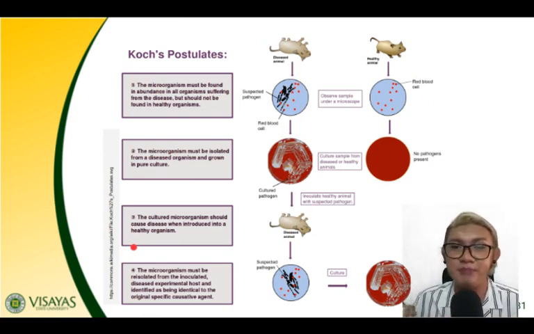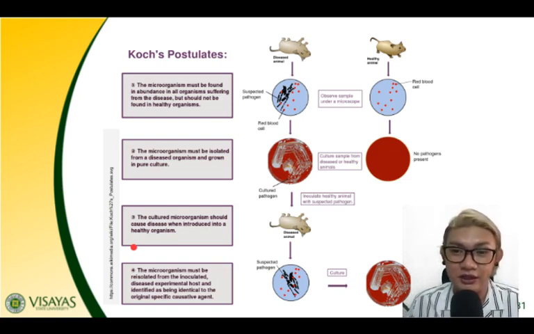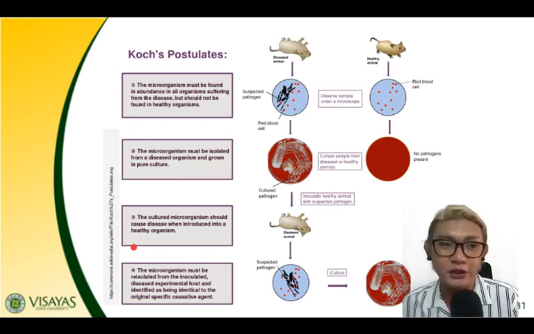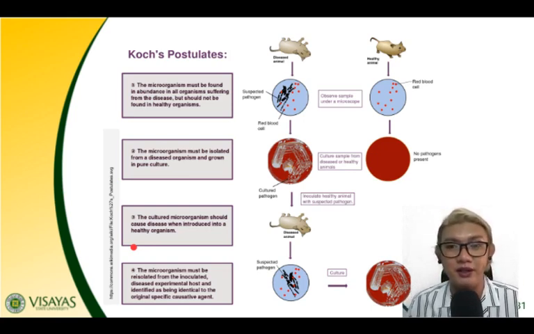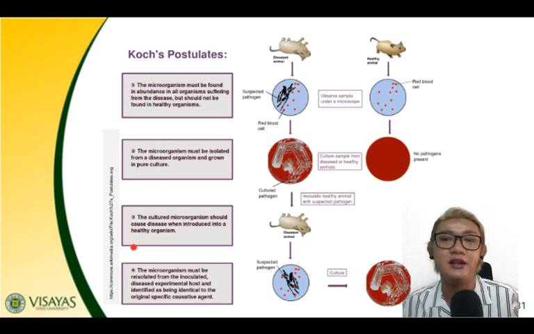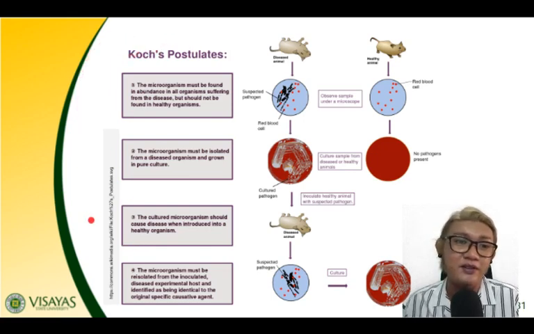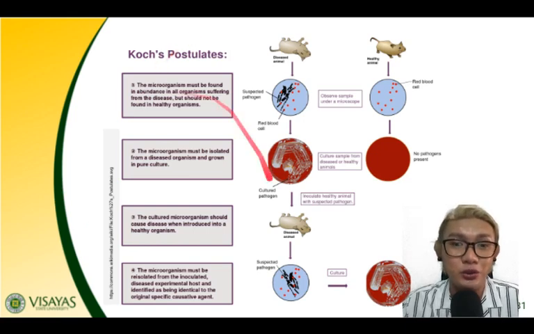So again, when we say pathogen, we are referring to microorganisms that are able to cause disease, the disease-causing microorganism. But when you say virulence, you are referring to the degree to which a particular pathogen causes disease. So do not confuse the terms pathogen and virulence. If you want to prove the pathogenicity of a particular microorganism, you have to do this. Now, there are some drawbacks to using this because not all microorganisms, like I said earlier, are culturable.